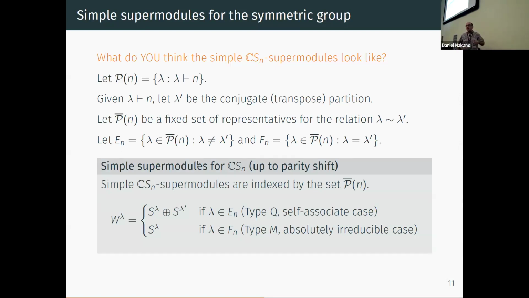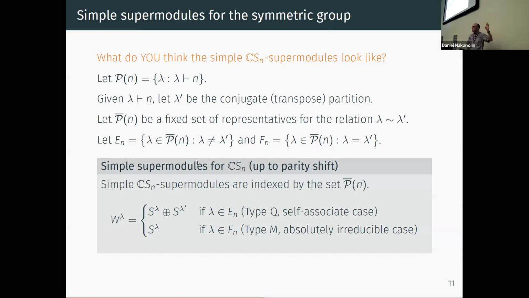And then the simple supermodules are parameterized by this set of representatives. We call them W upper lambda. So either W upper lambda is a Specht module as an ungraded thing, if we're in type M, the absolutely irreducible case, or as an ungraded thing, it's a direct sum of two Specht modules labeled by a partition and the conjugate partition in the type Q or the self-associate case.